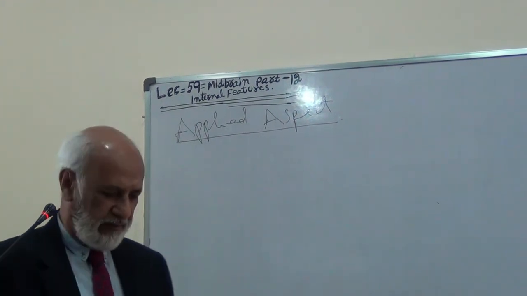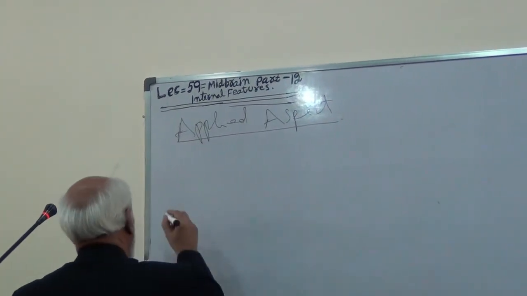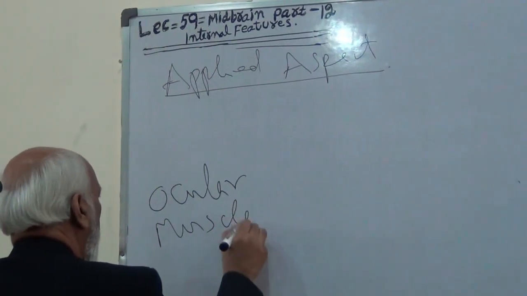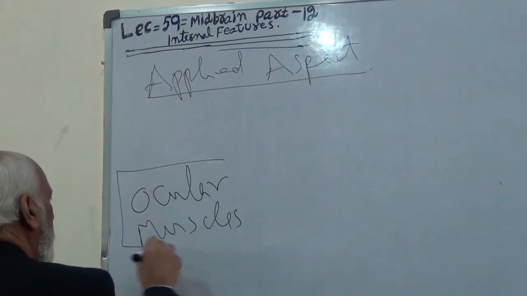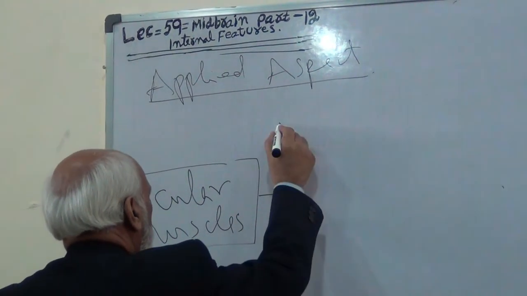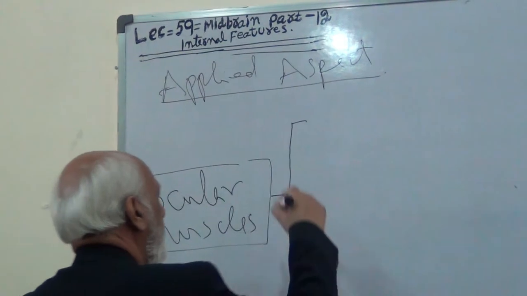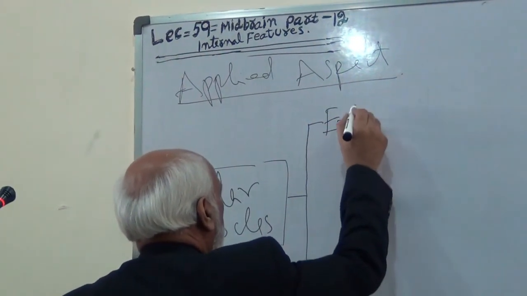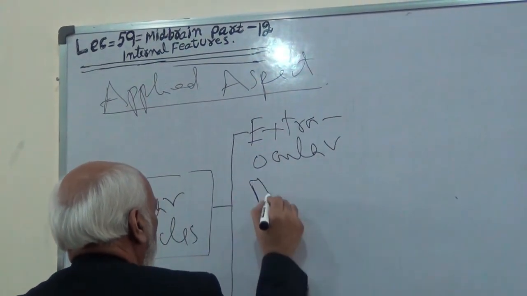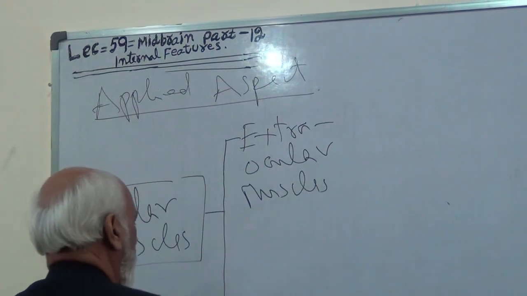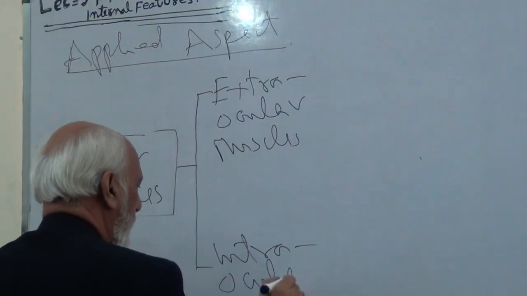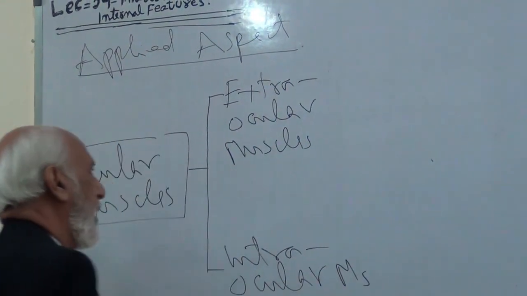Now, ocular muscles, muscles of the eyeball, we divide into two main categories: extraocular muscles of the eyeball and intraocular muscles of the eyeball.